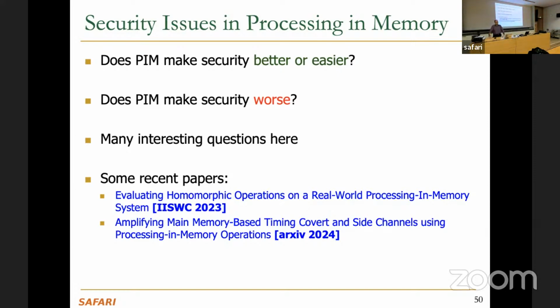But once we have processing memory, you have an engine there, and that engine can be used to provide some information to you, and that can cause some side channel issues. But do you think PIM can also help security?